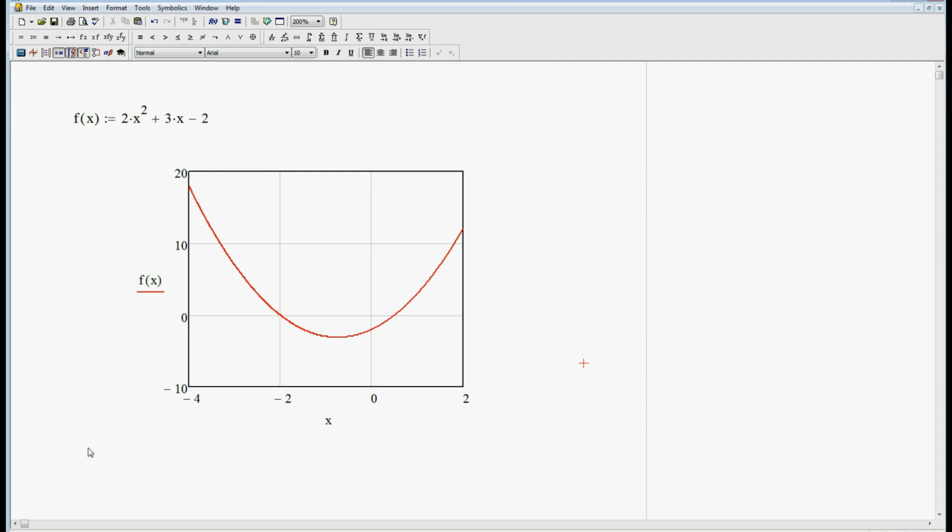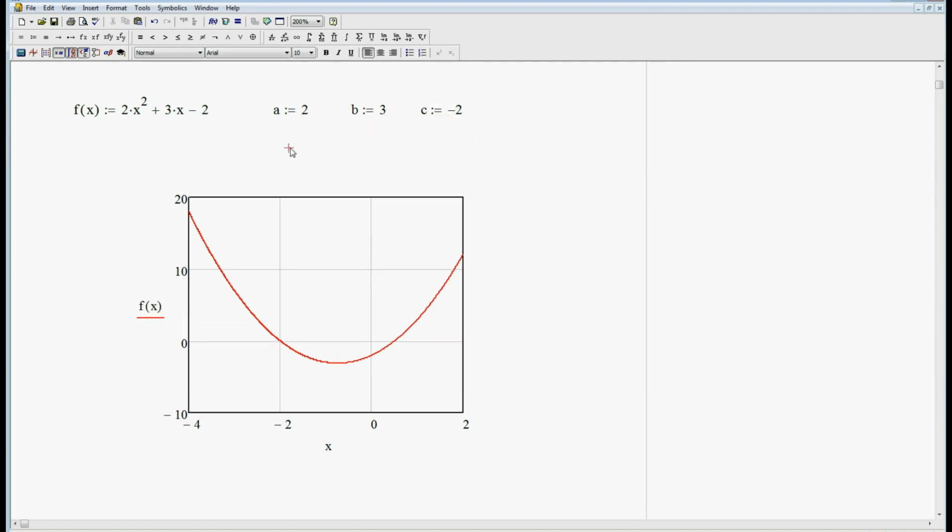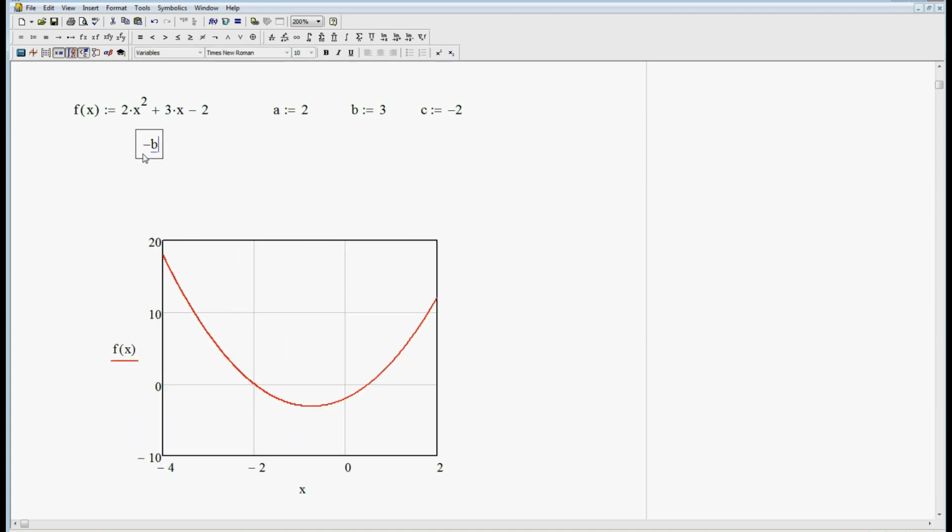Now, I could go into the quadratic equation, and I could certainly figure out what the two roots are. In fact, let's do that. Okay, so let's see. a is 2, b is 3, and c is minus 2. This is how the quadratic equation is defined. So negative b plus square root of b squared minus 4 times a times c, all over 2a, and I get a half.